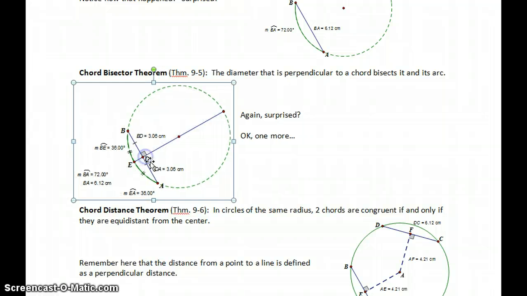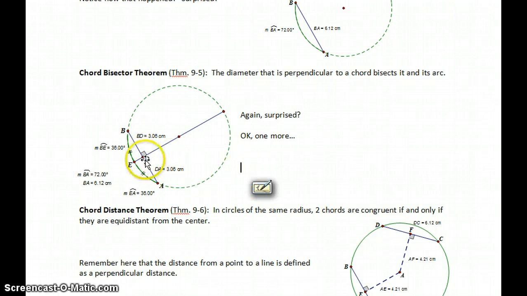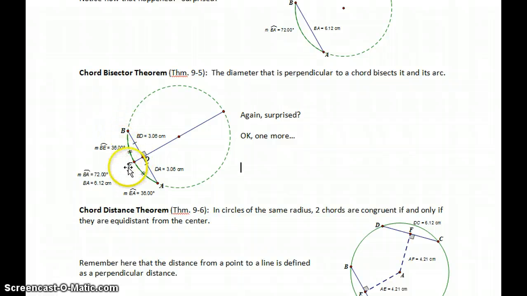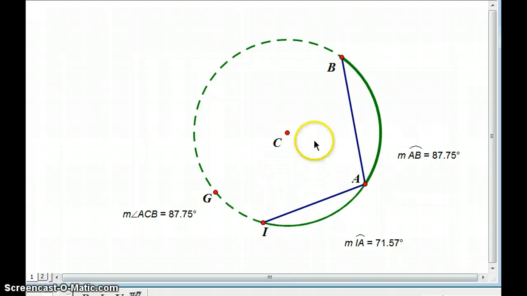And if you continue that, it's going to also bisect this arc. It's going to cut the arc in half. I don't think that's a great big surprise to anybody. Let's go back and talk about that in Sketchpad.